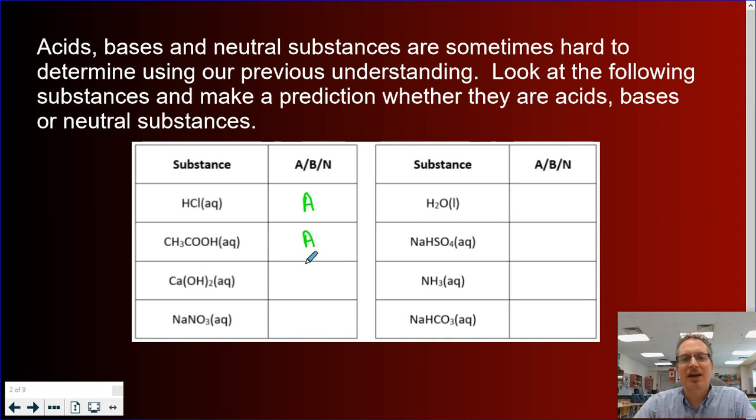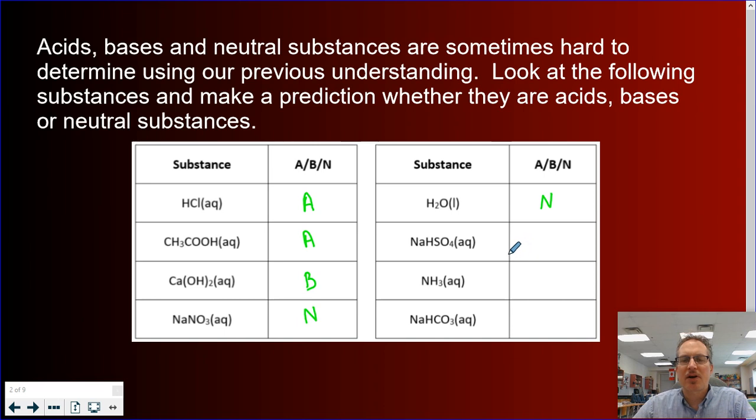Calcium hydroxide, it's got hydroxide in it. I would think most of us would make that a base. Sodium nitrate, cation, anion. It's not an acid. It's not a base. Therefore, it would fall under the neutral ionic category. Water is, of course, neutral.